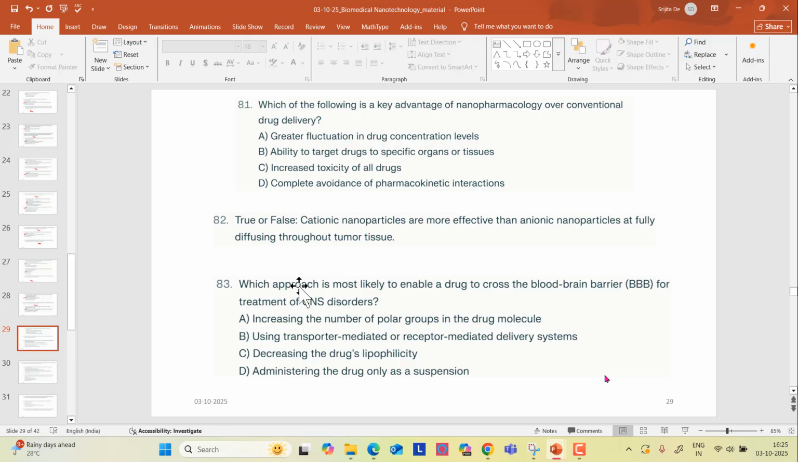Which of the following is the key advantage of nanopharmacology over conventional drug delivery? Greater fluctuation in drug concentration level, ability to target drugs to specific organs or tissues, increased toxicity of all drugs, complete avoidance of pharmacokinetic interactions. Option B. Yes, it is the ability to target drugs to specific organs.